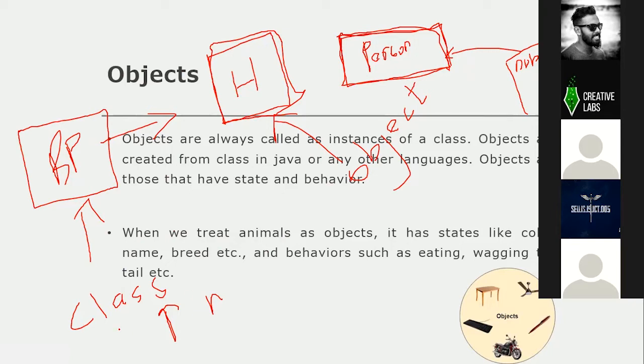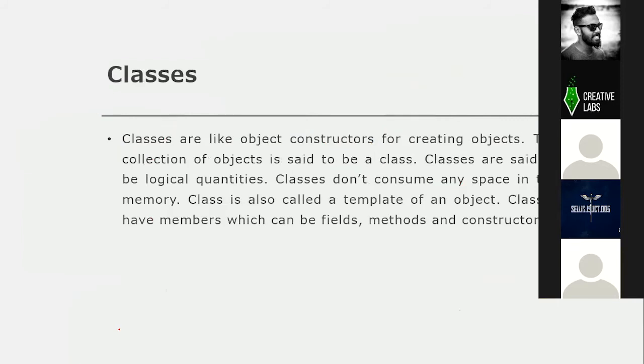Yeah, clear. So that is the concept of objects and classes. Classes are like object constructors for creating objects. As I mentioned before, those are the blueprints. Out of these classes, we are creating objects. The collection of objects is said to be a class. Normally, we can say it as a blueprint.